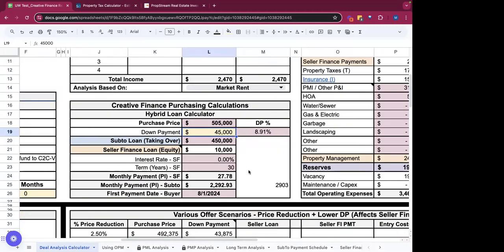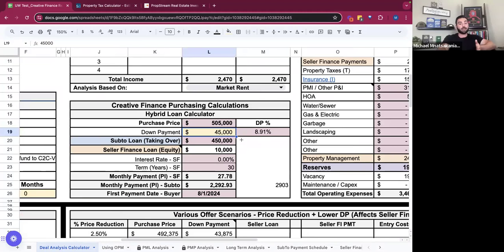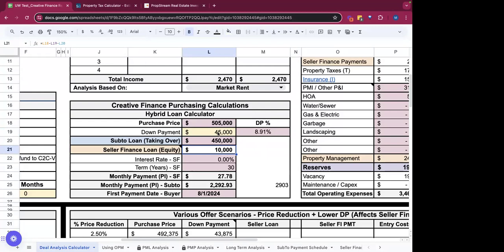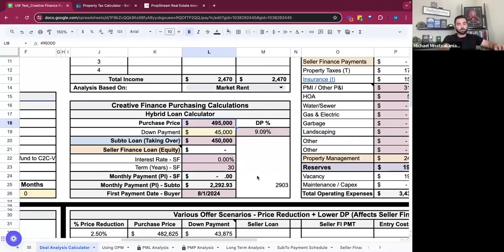Perfect. Got it. Thank you. So that's what you're asking for: I see the loan amount is roughly $450,000, do you have a mortgage statement to confirm that? And then the purchase price at 505, after the loan amount, what's the breakdown? What is the remaining $55,000? How's that getting distributed? Yeah. Okay. Thank you.